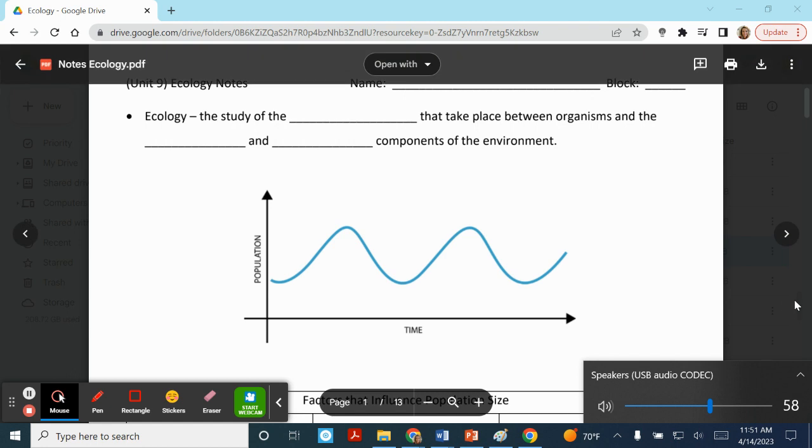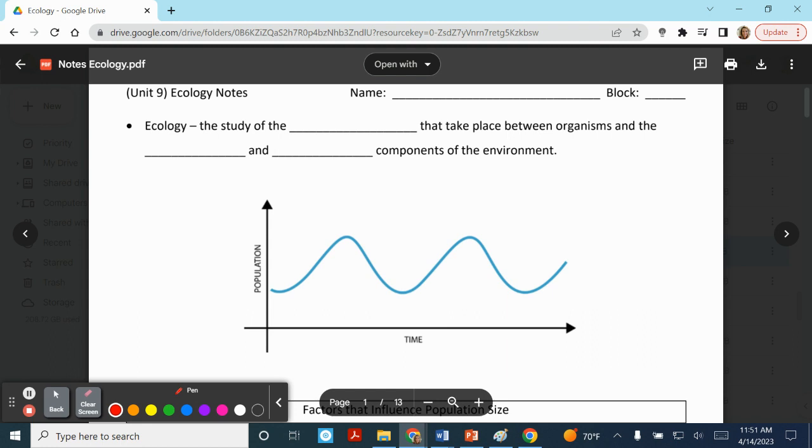In this unit, we're going to be talking about ecology, and ecology is basically studying the organisms around us. So we're going to study the interactions that take place between organisms and their environment. And there's kind of two parts to the environment. We have what we can call the abiotic parts and the biotic parts of the environment. And I'll define those for you here in just a little bit.